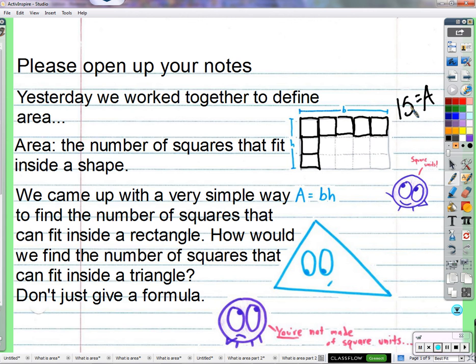And for any rectangle, now we can just figure out how many squares fit along this side, how many squares fit along this side, and multiply those two numbers together. Can you get the square all area?